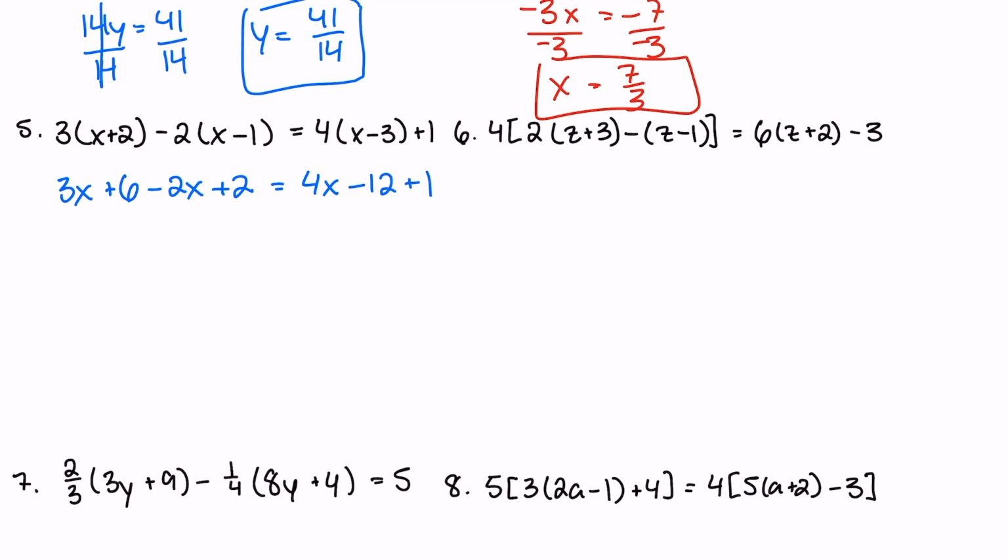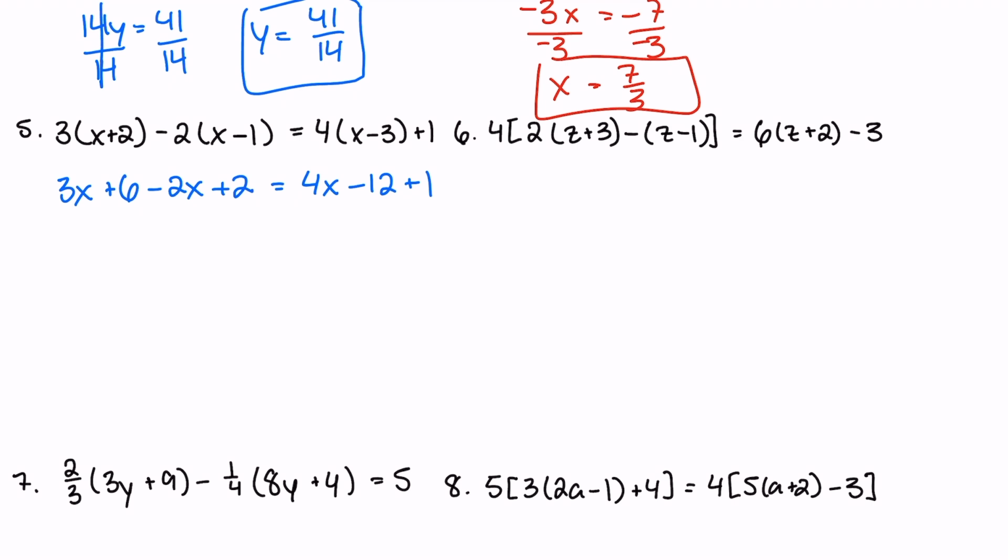So now I want to move my variables to one side and my constants to the other side. So I want to move my 4x over to the left, and I want to move my 6 and my 2 over to the right. When I say move over, that's essentially the same thing as adding the opposite. So moving over a 4x just means it turns into a negative 4x on the other side. But that's the same thing as subtracting 4x from both sides, because then this would cancel.